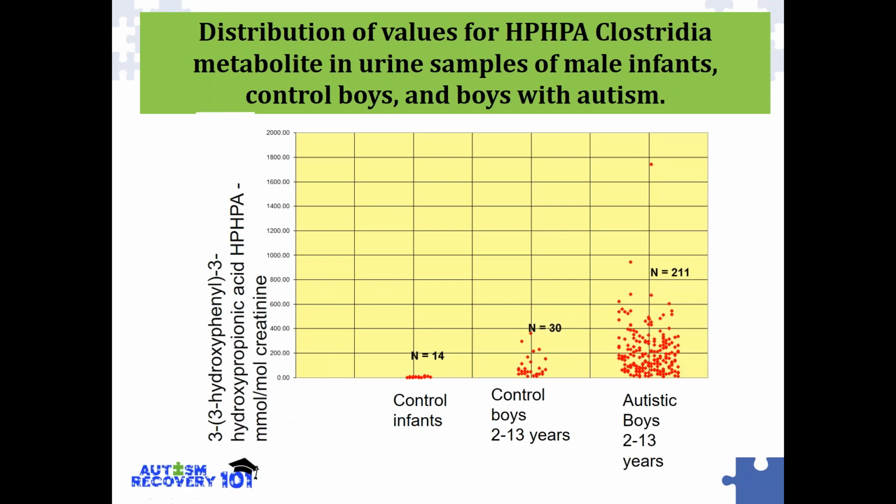nervous system. Just like the yeast issues seen with autistic kids, where we find that a lot of the autistic kids have elevated levels of Candida, sure enough, the Clostridia seems to be highly represented in this population as well. And that's evidenced here by this study that looked at the HPHPA marker.